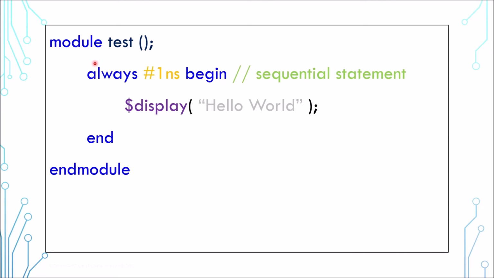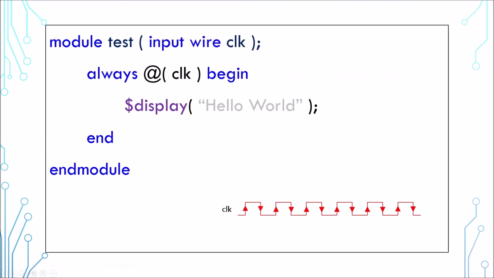In Verilog, there is another syntax to kickstart an execution. It is called an always block, or sequential statement. An always block will execute repeatedly, and it requires a trigger event. In this example, the trigger event is 1 nanosecond, which means the block will print hello world every 1 nanosecond. The trigger event can also depend on a signal instead of time. The example here shows an always block that uses a clock signal. It will print hello world every time the clock toggles from 0 to 1 or from 1 to 0.